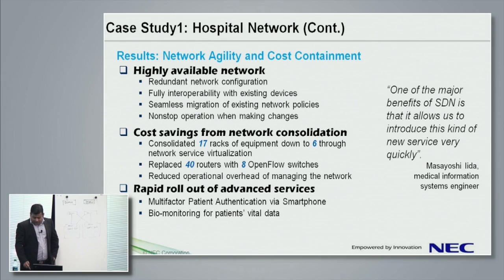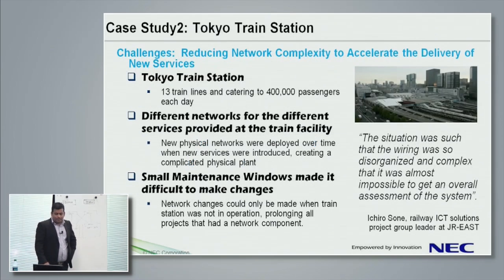So that was the first use case. The second one is the Tokyo train station. So as you probably would know, Tokyo train station is one of the world's biggest or largest train stations, not only in terms of size, but also in terms of the daily traffic as well. They have over, I believe, 13 different train lines.